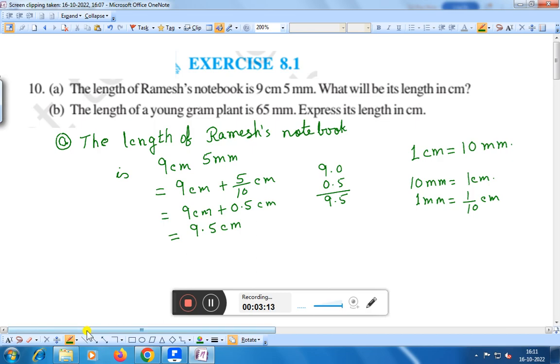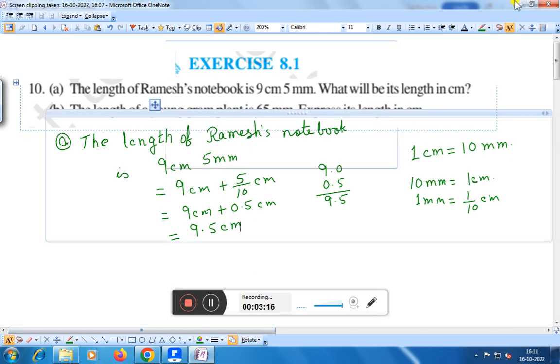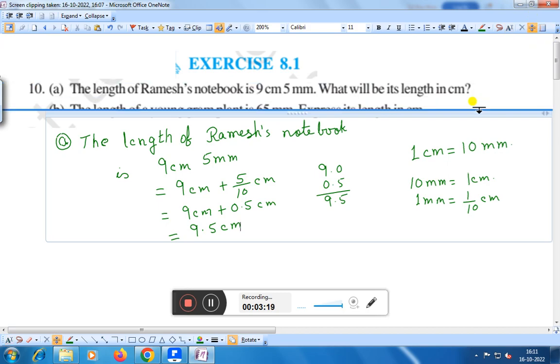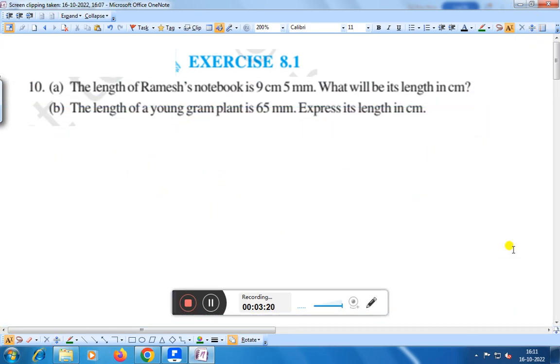Question number B is the length of a young gram plant is 65 millimeter. Express its length in centimeter. Now, question number B.